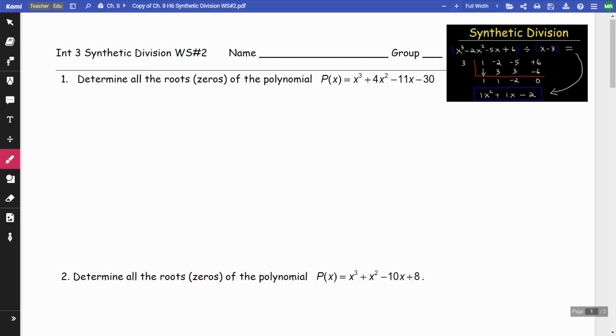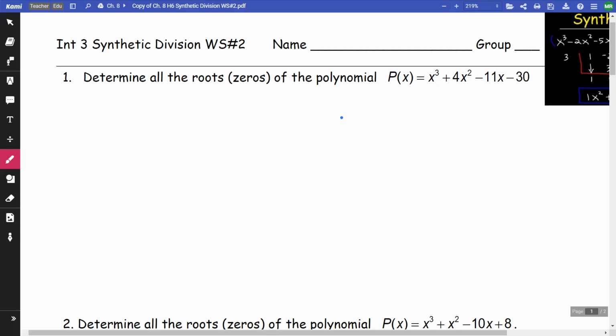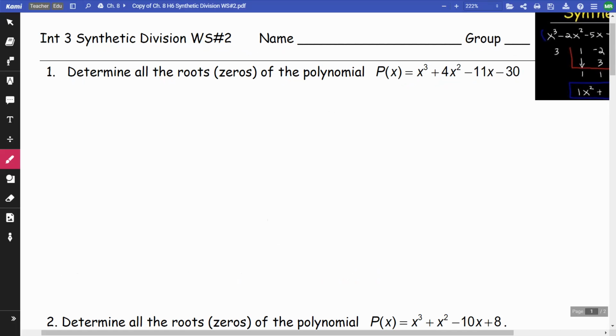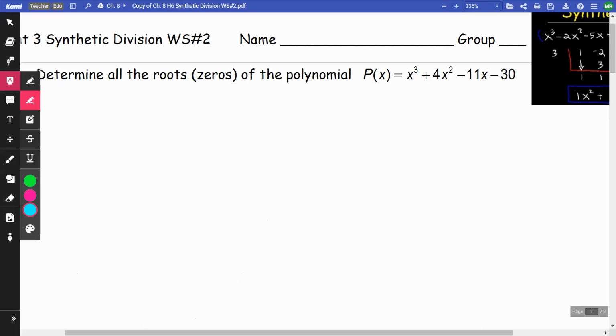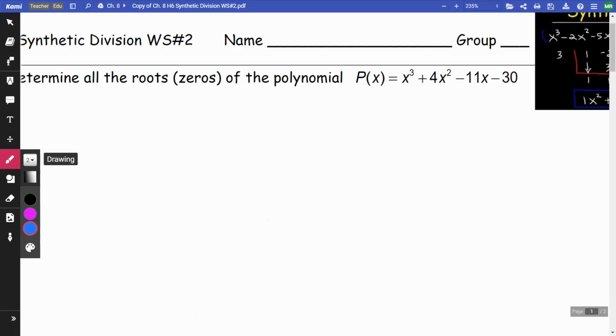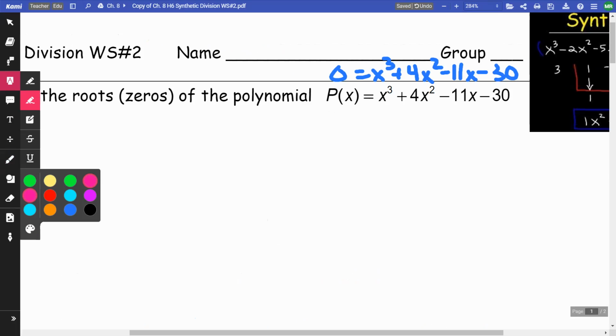So this video is on Chapter 8, Synthetic Division, worksheet number 2. On this one, I'm going to set it up in a different way. I'm going to do it more in a table format. Again, just like I was doing the other day, we are trying to figure out what makes each of these 0. So I'm really going 0 is equal to x to the third plus 4x squared minus 11x minus 30. And we are looking at our P and our Q.